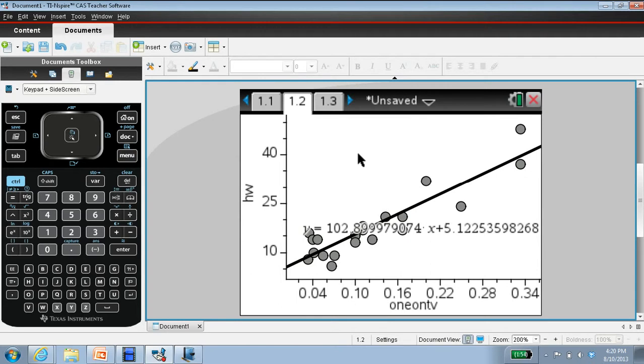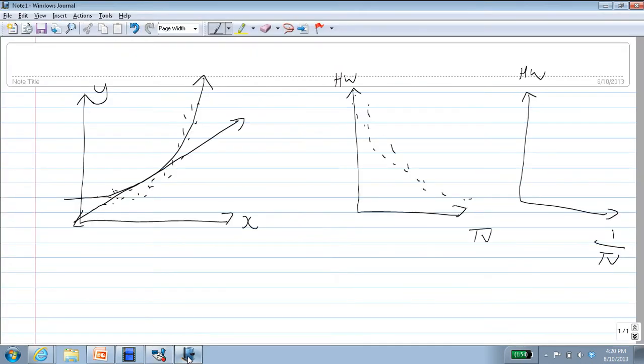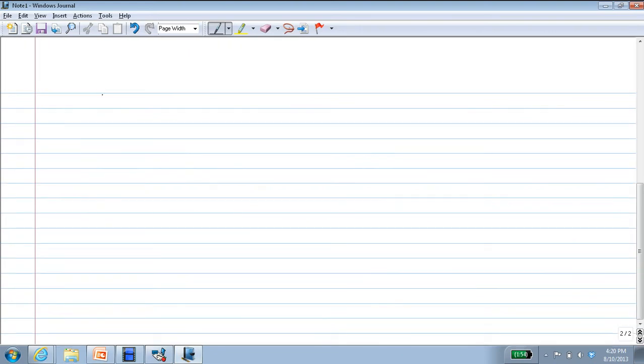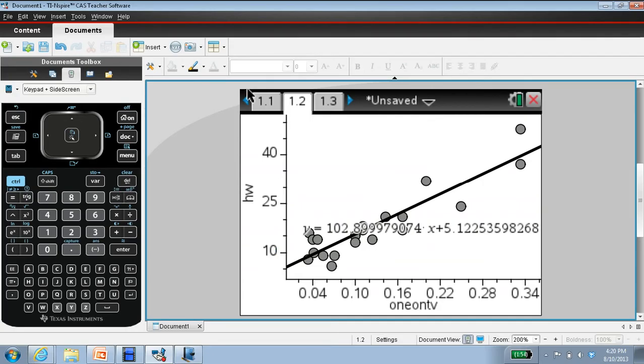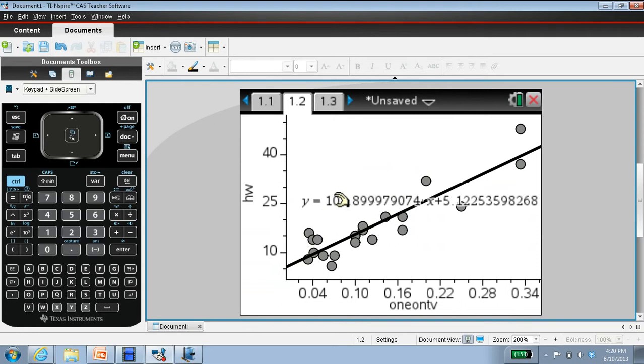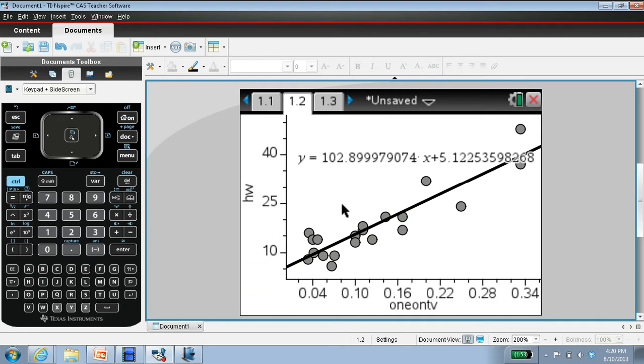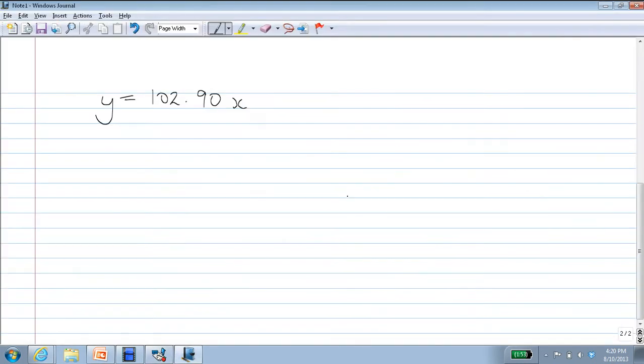Now I'm going to write that down. So it's y equals 102.90 if we round that. So I'm going to write this down. So it's y equals 102.90x. So what I'm currently doing is writing down the equation, this equation here. So 102.90x plus 5.12.